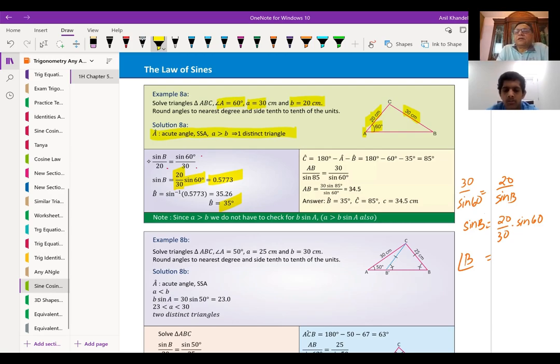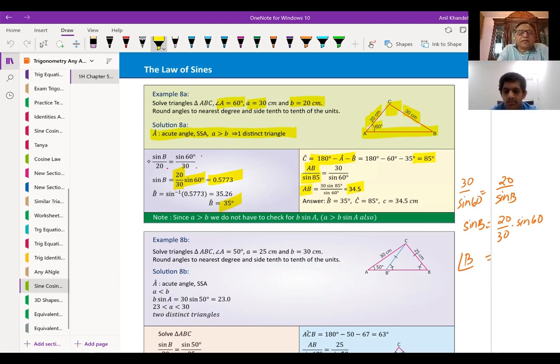So you get this. Now you can find angle C as 180 minus the sum of the other two angles, and then again apply the sine law to find AB, correct? So we get AB over sine 85, which we found just now as the difference of 180 and 60 plus 35. And from there we get 34.5 centimeters as the length of AB.